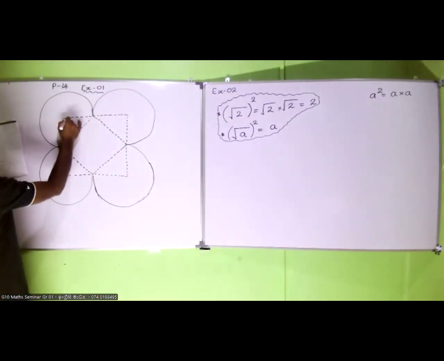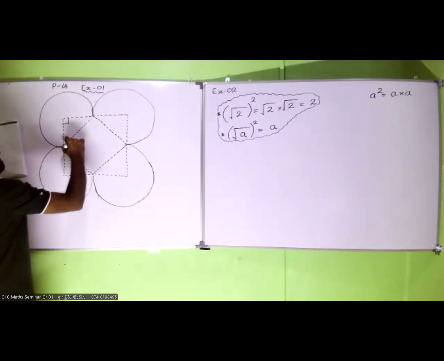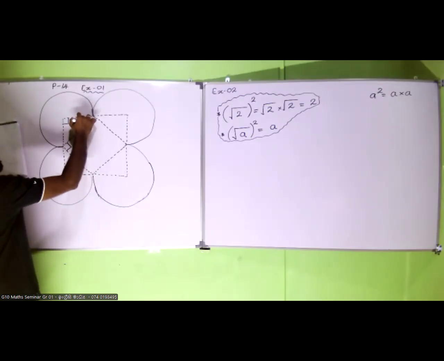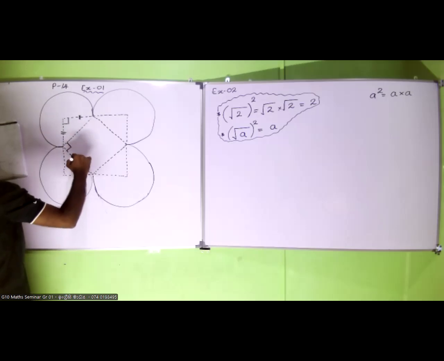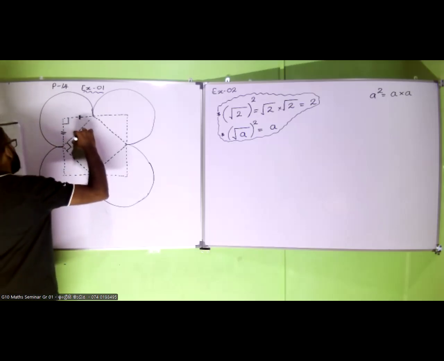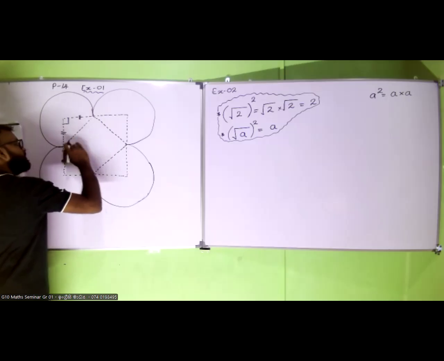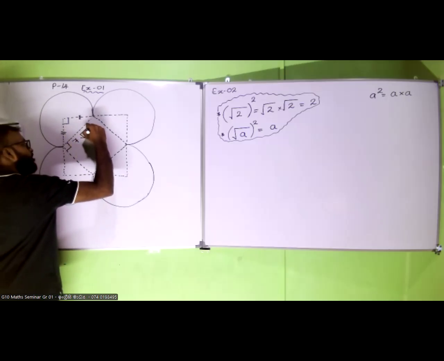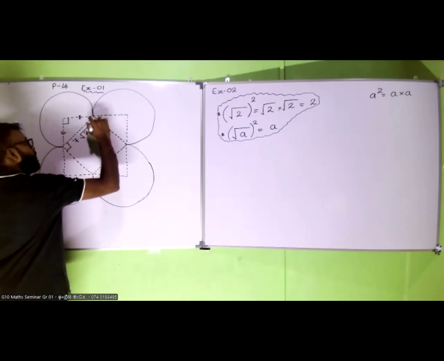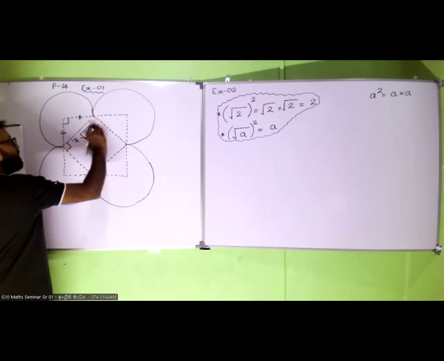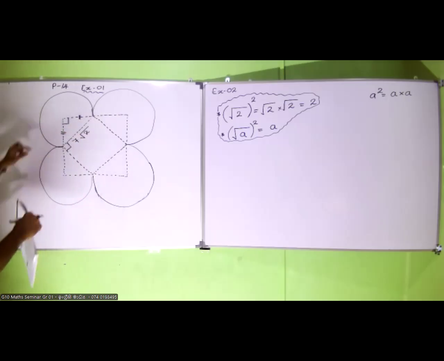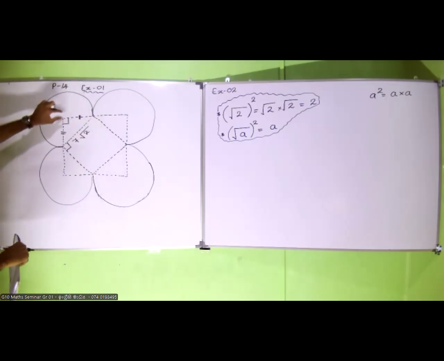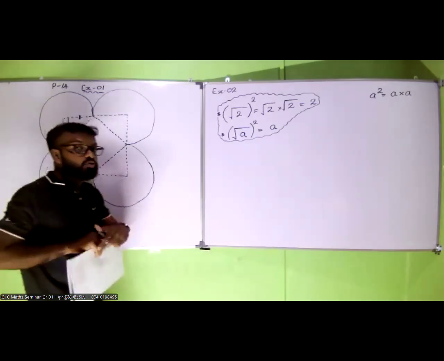This is 90 degrees, and this is also 90 degrees, and these lengths are equal, so this length is also 7 square root 2 centimeters long. I will not use centimeters right now. So these are the data. This length is equal to this length, and this length is 7 times square root 2.